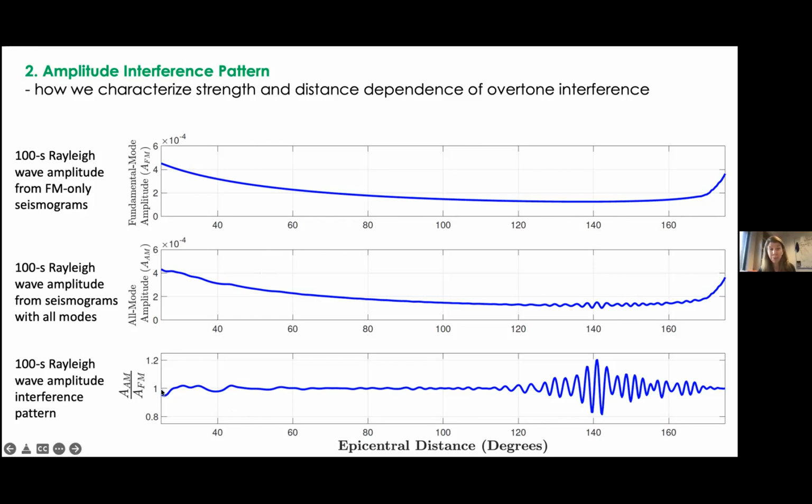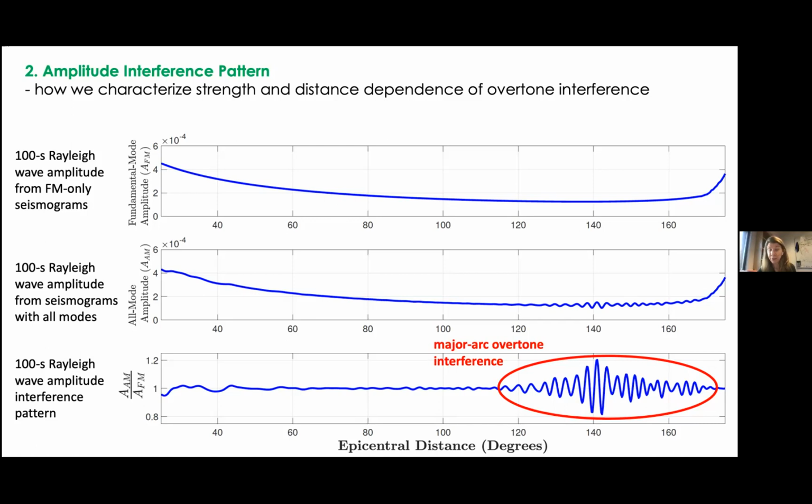And if the amplitudes are the same, then that value should be 1 at all distances. And any departures from 1 represent the impact that all the modes have versus when just the fundamental mode is present. So in this particular case, the main thing that I think should stick out to you is that at greater epicentral distances, the ratio of the two can be as small as 0.8 or as large as 1.2. And we interpret this to be the overtones on the major arc interfering with the fundamental mode on the minor arc.